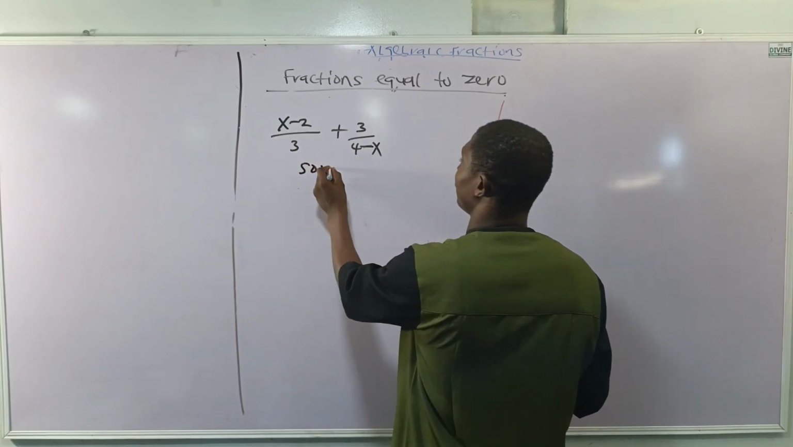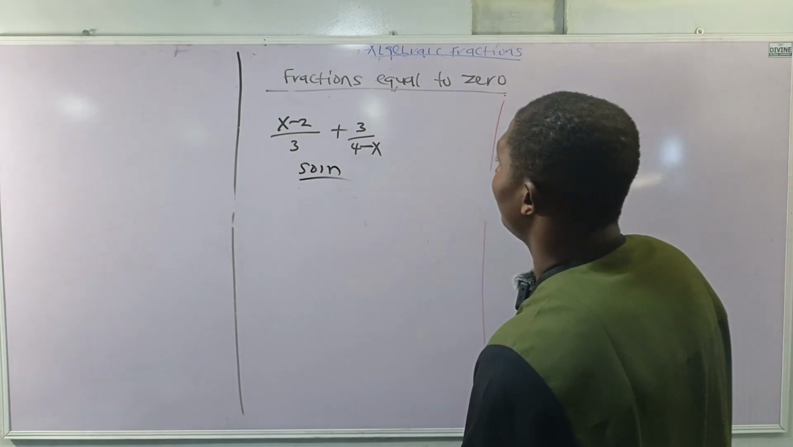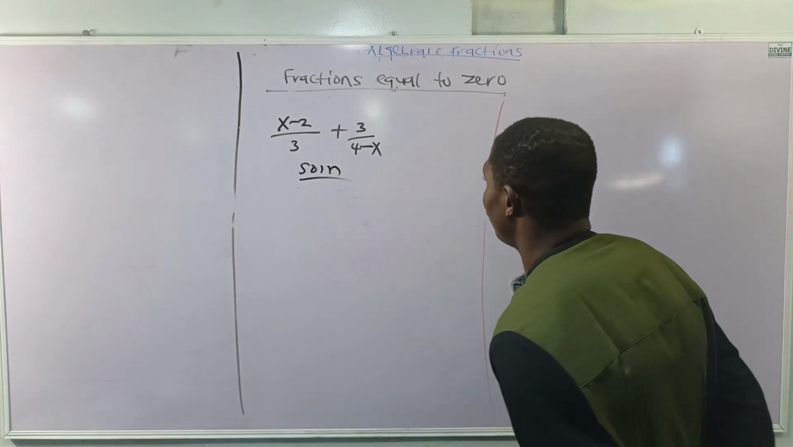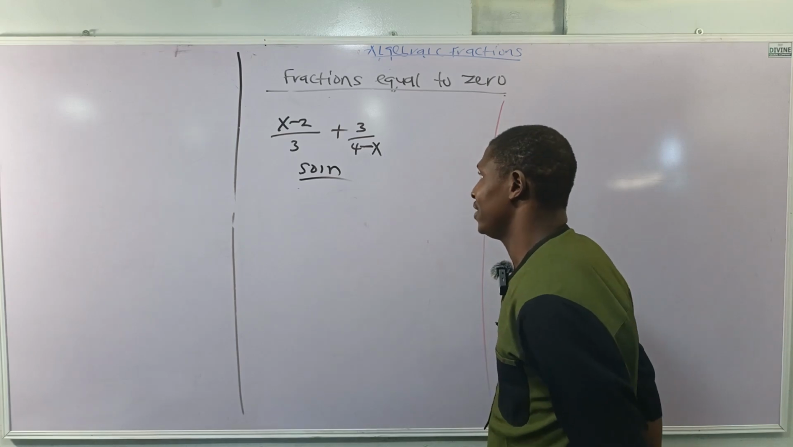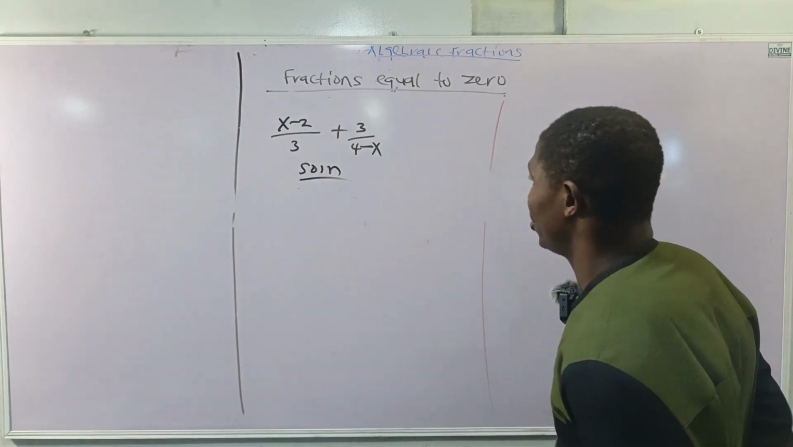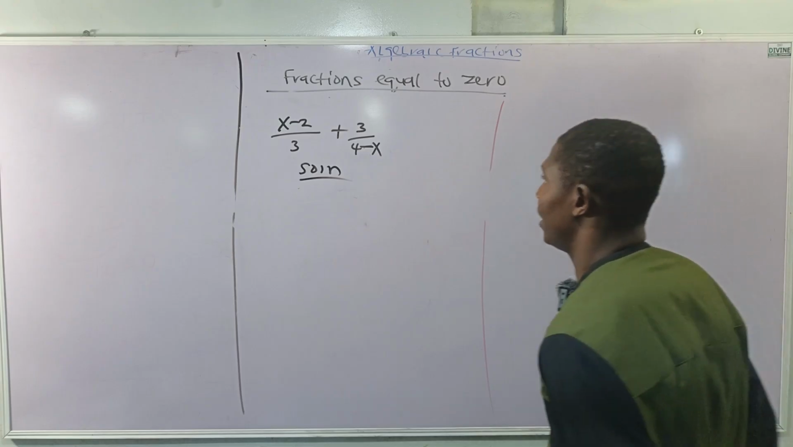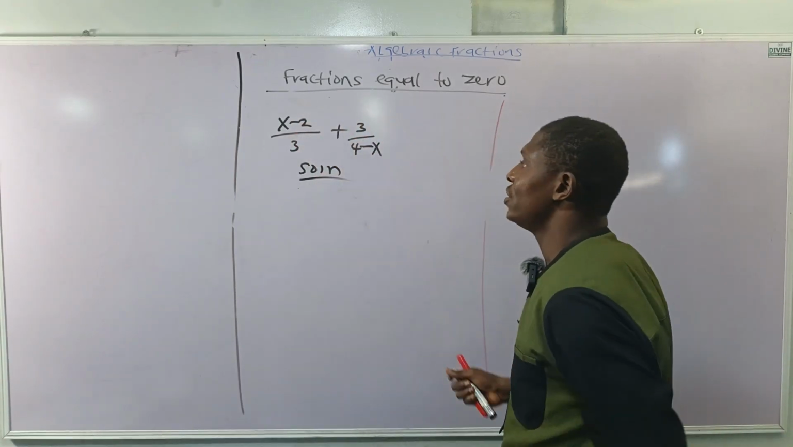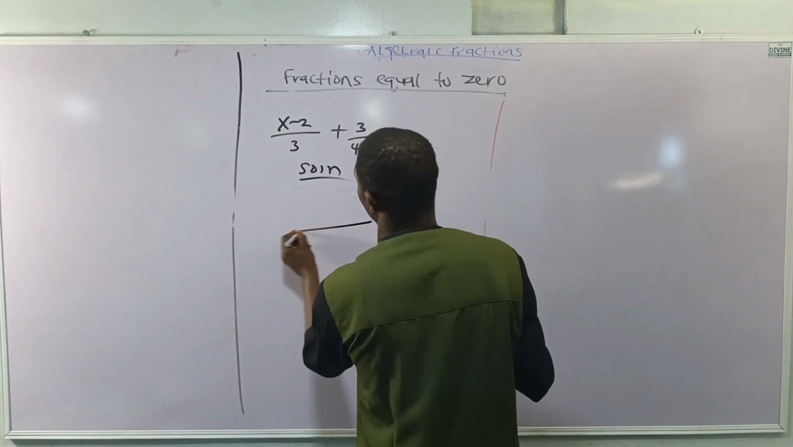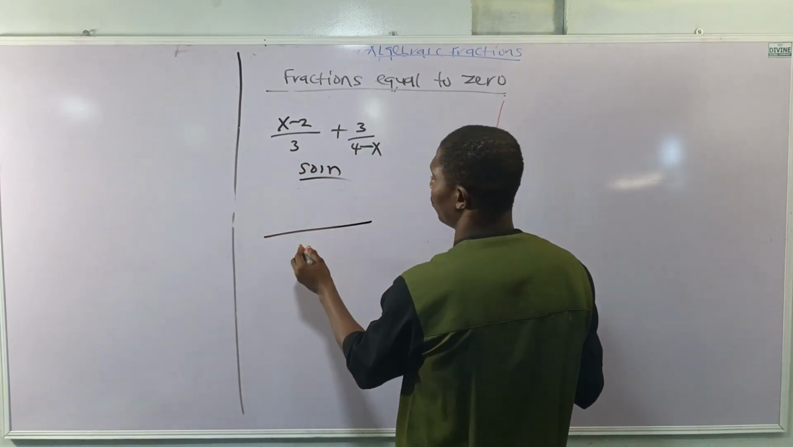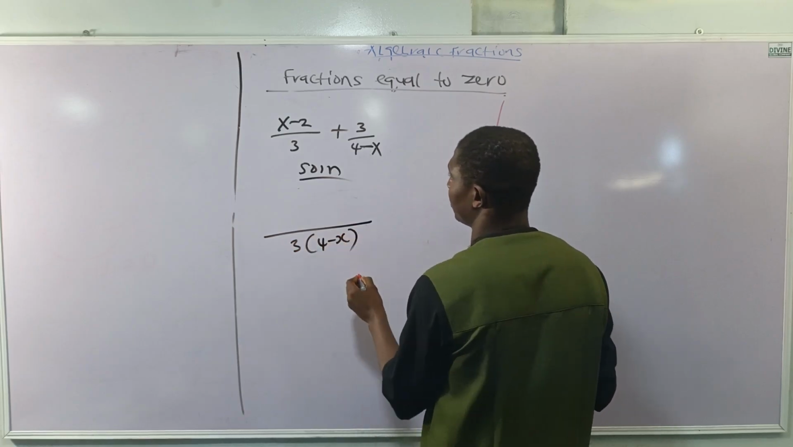So we have another expression on the board. We have (x minus 2) over 3 plus 3 all over (4 minus x). And the question is, for what value of x is the expression equal to 0? So for this to be equal to 0, the first thing we must do, since they are individual fractions, is to make it a single fraction. And how do we do that? We must get our LCM. So our LCM of this and this is 3(4 minus x).